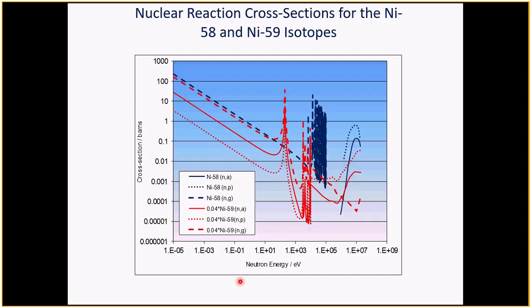So what are we talking about in terms of the reaction probabilities? Here's the reaction cross-section in barns against neutron energy. So we have our neutron coming in, impacting on a nickel atom. And in the case of nickel 58, which is the most commonly occurring isotope, this is what the reaction cross-sections are for neutrons of given energies.